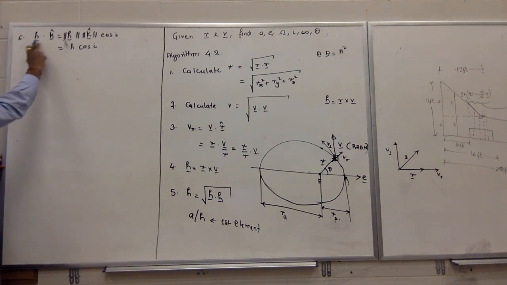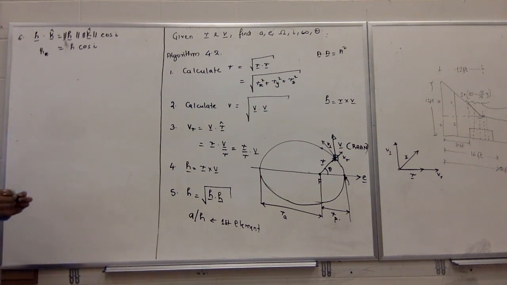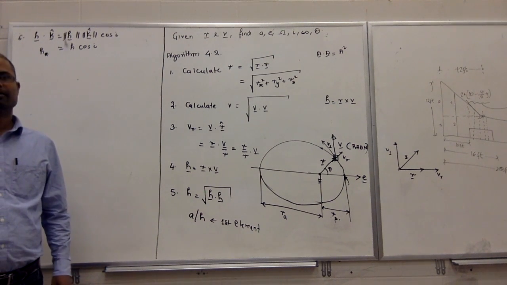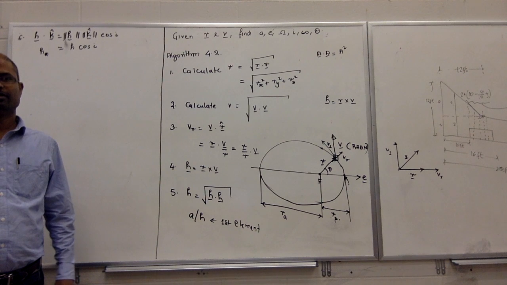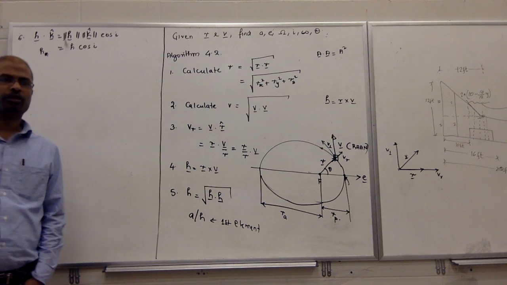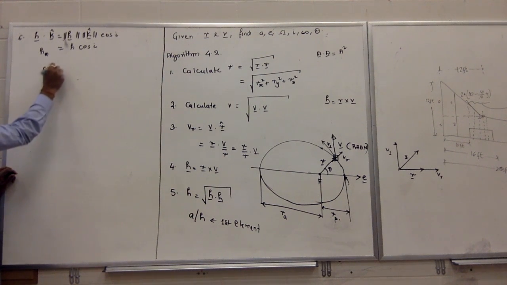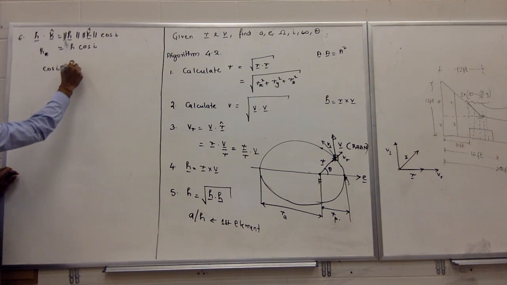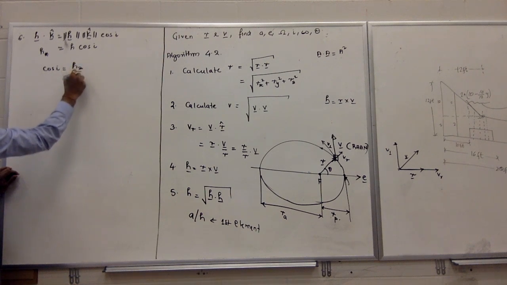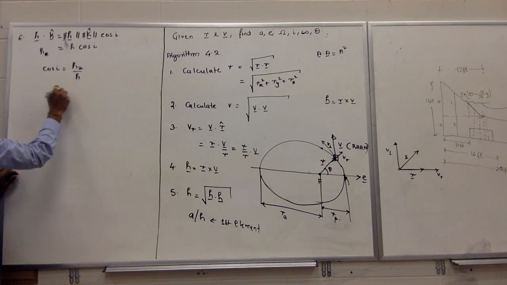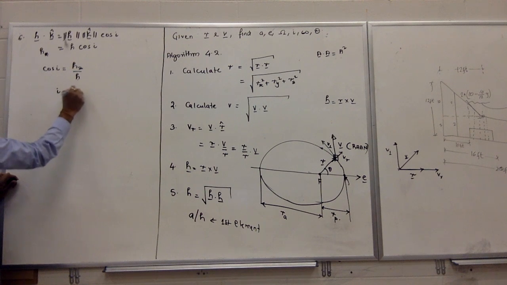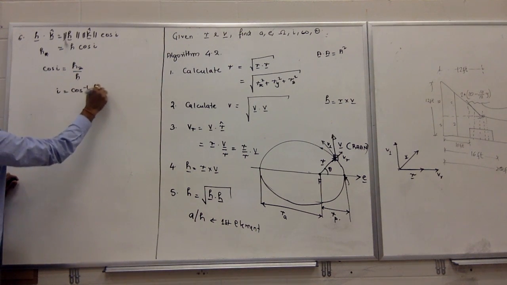Okay. What is this? Can I write this as H_z? Yes, it is H_z, right? Only the Z component, only the K component. And if I take this, cosine of i is equal to H_z divided by H. Which implies i is cosine inverse of H_z over H.